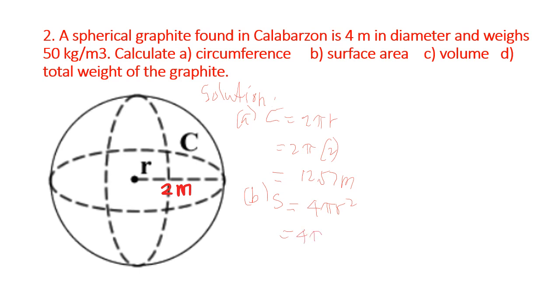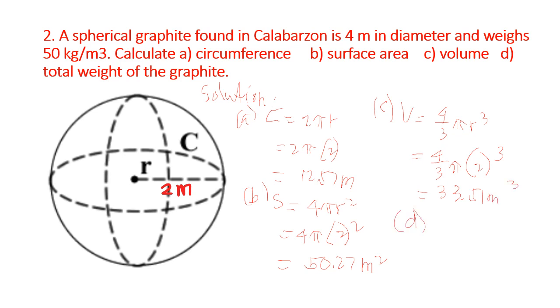So for letter B, surface area, A is equal to 4 pi r², 4 pi, your r is 2, 2 square, equivalent to 50.27 meter squared. For the volume, 4/3 pi r³, where r is 2 cube, equivalent to 33.51 cubic meters. The weight is equivalent to 50 times 33.51, 1675.52 kilograms.